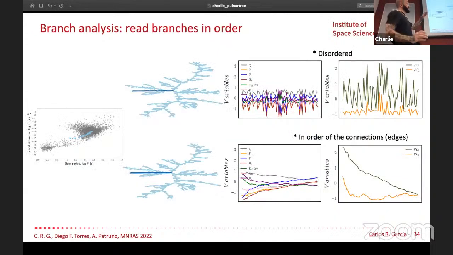It's incredible, because you take the same sequence of nodes and do this in a random way, and you obtain this plot. But when you do the same in an ordered manner, following the order that the MST says, you obtain this plot. So we think that this is a good way to show that the MST has physical meaning.